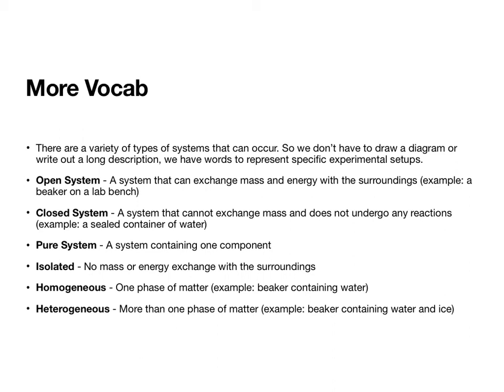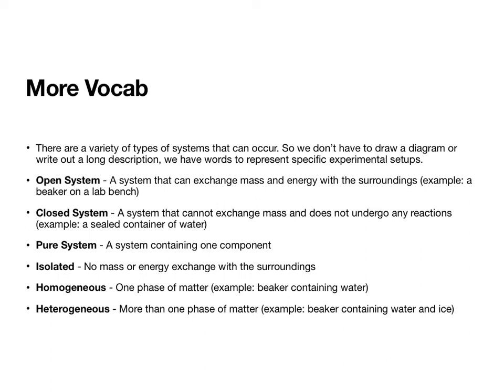Some more vocab. An open system. This is a system that can exchange mass and energy with the surroundings. So a beaker on a lab bench. I always think of open as no top. A closed system is a system that cannot exchange mass and does not undergo any reactions. And so this would be like a sealed container of water.